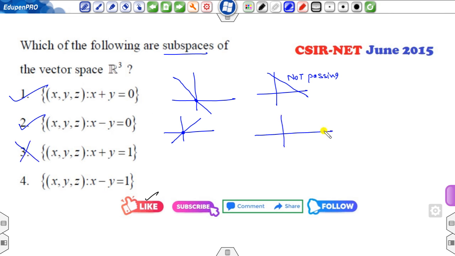x minus y is equal to 1. This is the line of x minus y. Again, it does not pass through the origin, so this is also not satisfied. So the right answers are A and B.